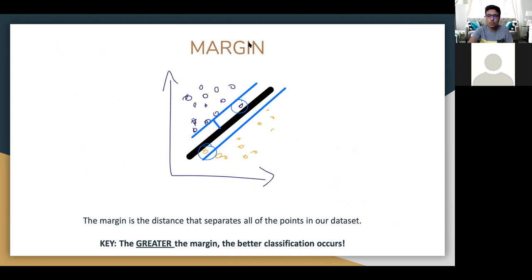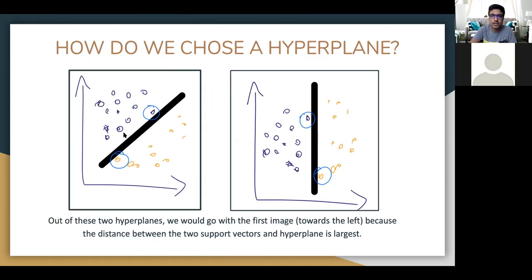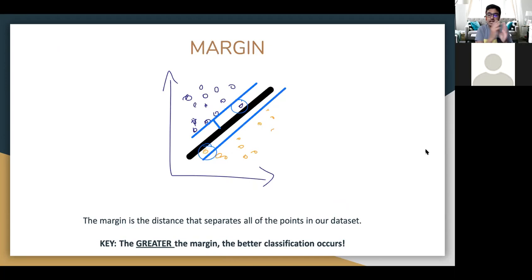All right. So now let's get to what the difference in the distance is called. Like we just talked about in the previous slide, we are selecting a hyperplane based on whichever has the greatest distance between the support vector point and the hyperplane. And that distance is referred to as the margin. Basically, the margin is the distance which separates the majority of the data points in our data set from our hyperplane.